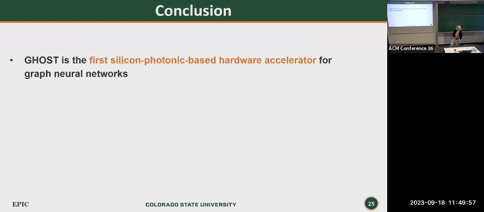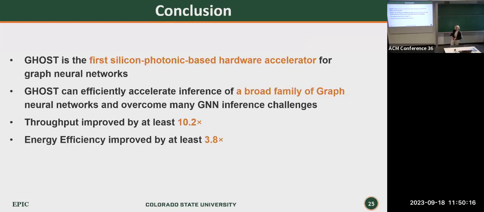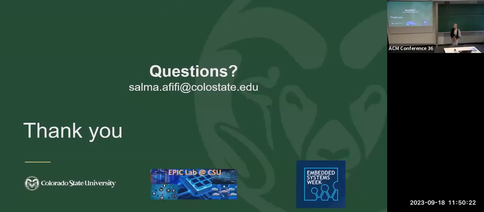Okay, so in conclusion, we presented GHOST, which is the first silicon photonic accelerator for graph neural networks. GHOST can efficiently accelerate the inference of a very broad family of GNN models. The throughput improved by at least 10.2 times, and the energy per bit, or energy efficiency, improved by at least 3.8 times. Thank you.